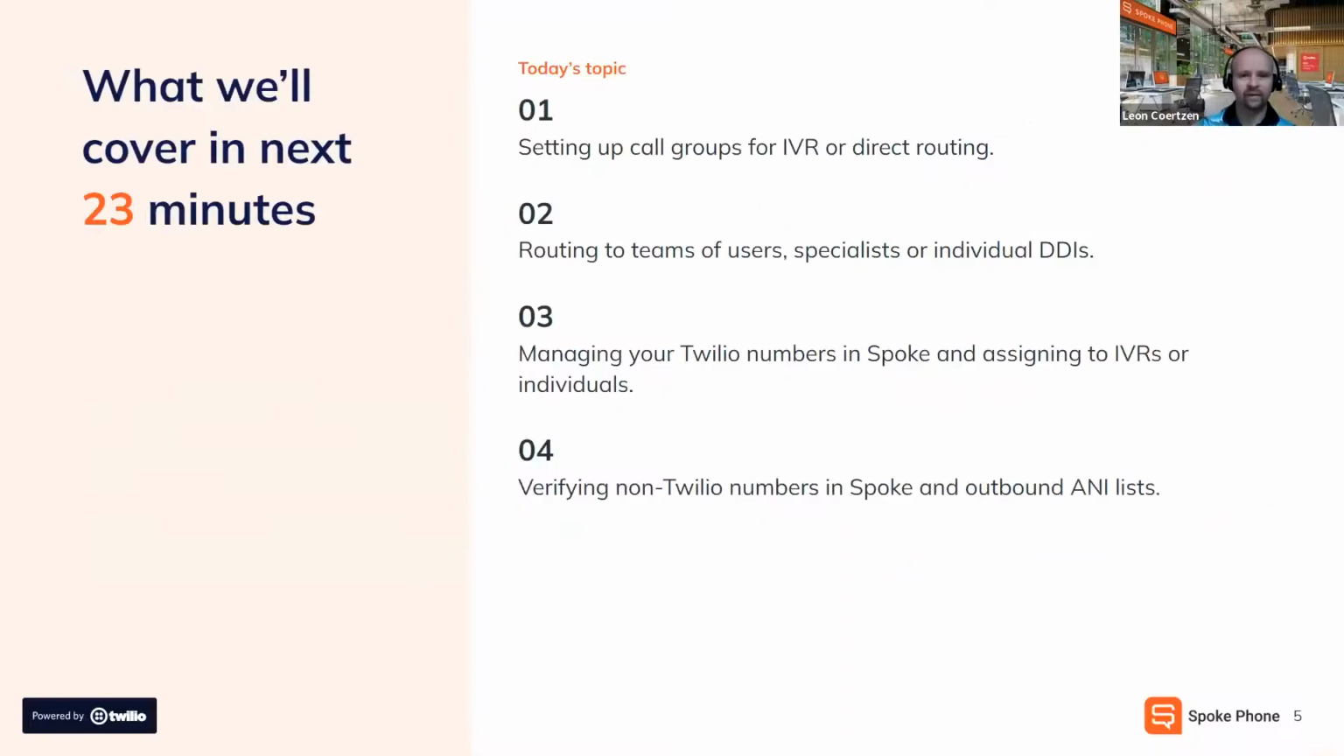The topics we'll be covering are setting up call groups for IVR and direct routing calls to teams of users, specialists, or individual DDIs, managing your Twilio numbers in Spoke and assigning groups or individuals to those numbers, and also how to verify non-Twilio numbers so Spoke can use them as outbound ANIs.